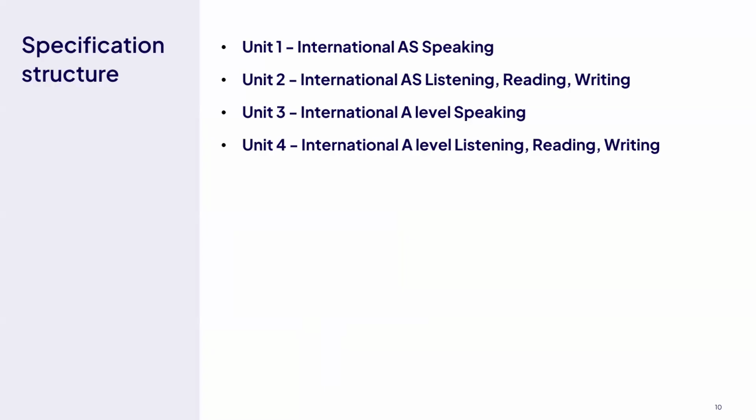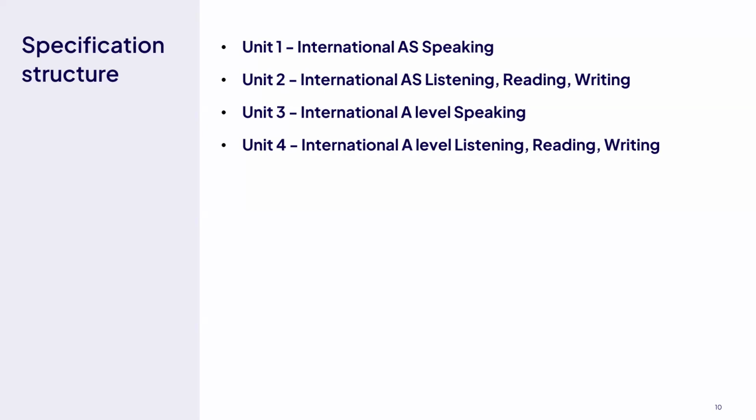Now, the specification itself is a unitized specification. So units 1 and 2 are the international advanced subsidiary. And so it's possible in this system to do a sort of half an A-level. You can do just an advanced subsidiary, just an AS qualification, and units 1 and 2 are based on AS, and then units 3 and 4 are A-level. So in order to complete the A-level, students have to do all 4 units, but you can have a qualification after doing the 2.